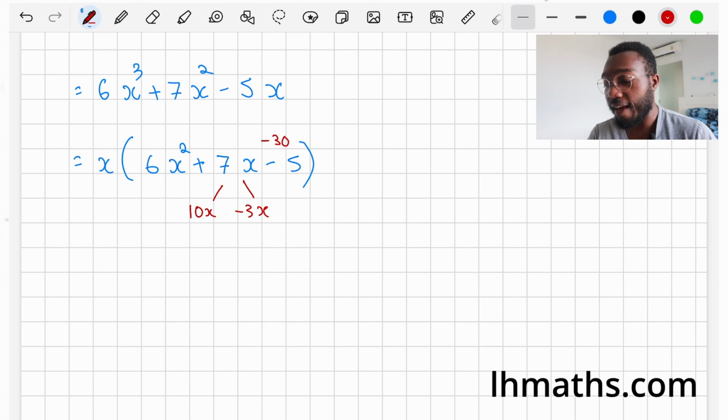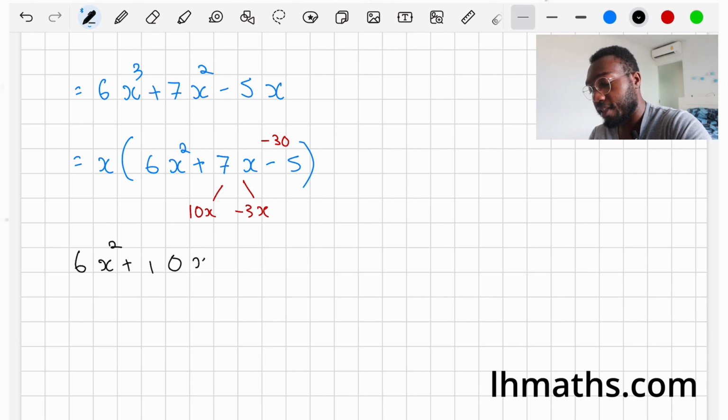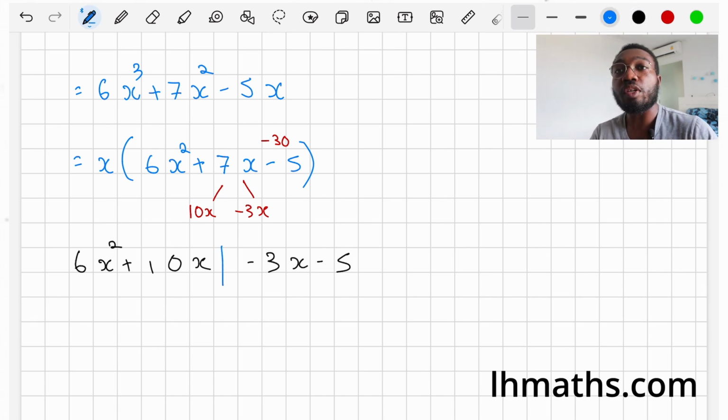And then once you get that, now we have 6x squared plus 10x, and then we have a minus 3x minus 5, okay? And I'll do a little line between just so we don't confuse them. Now that we've got these two separate expressions, we want to factorize these individually, okay?